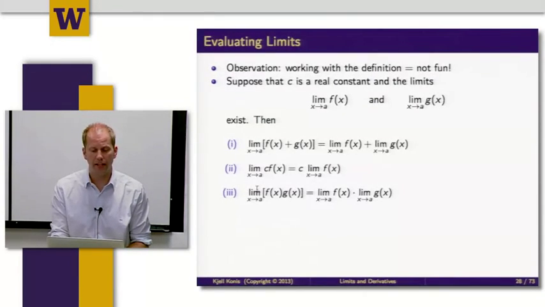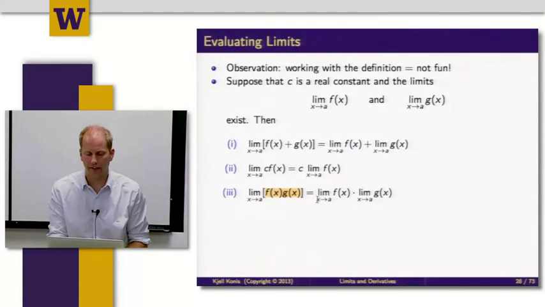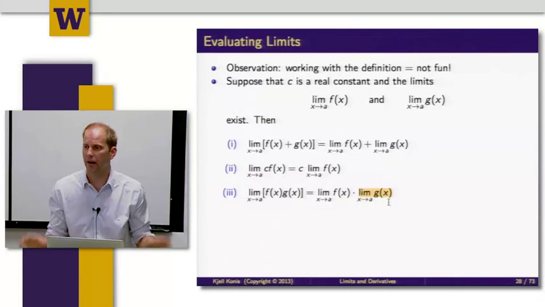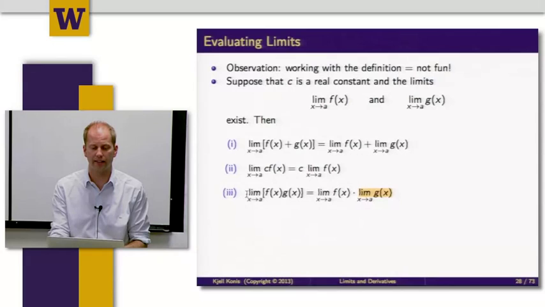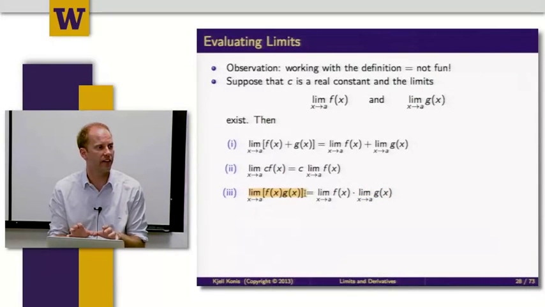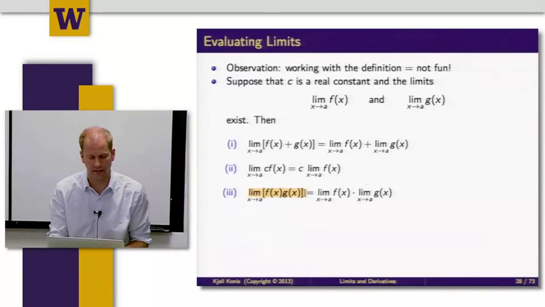The limit of a product, the limit as x goes to a of f of x times g of x is equal to the product of the limits. So here I have the limit of f of x as x goes to a and the limit of g of x as x goes to a. And I'm going to multiply those two numbers together, and that's going to be the same as the limit of the product of these functions as x goes to a.